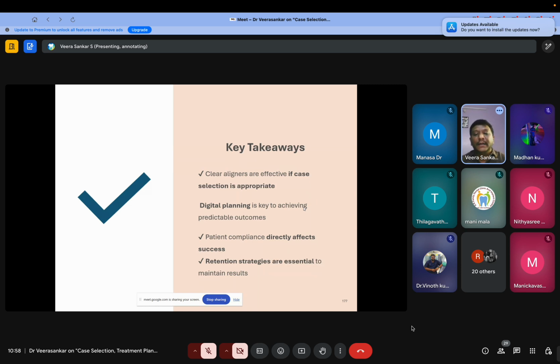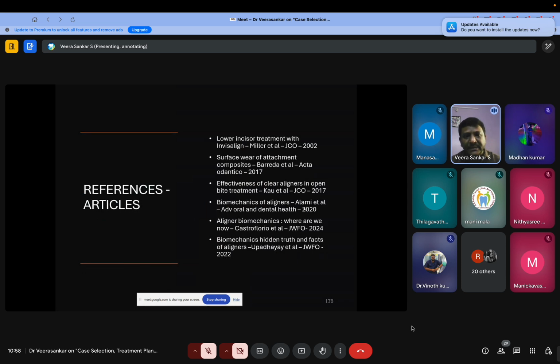So the key takeaways are: clear aligners are effective if the case selection and the treatment planning are appropriate. Digital planning is key to achieve predictable outcomes. The patient complaints directly affect the treatment success, and problems should be accepted and anticipated. Retention strategies are essential to maintain and achieve desirable results.